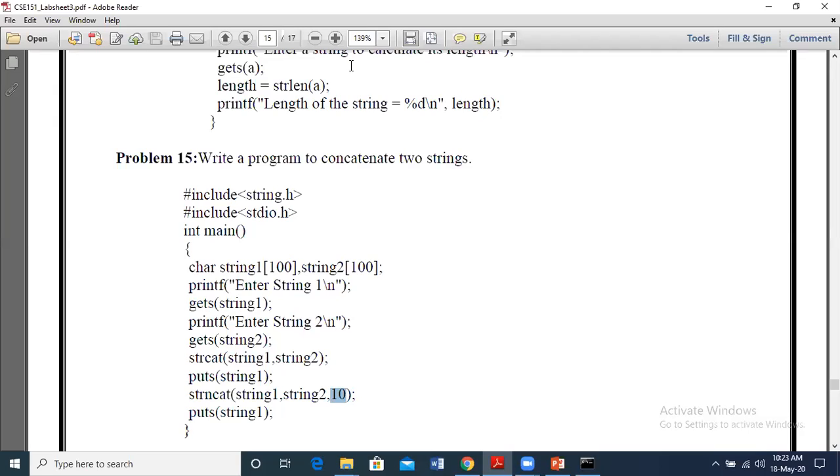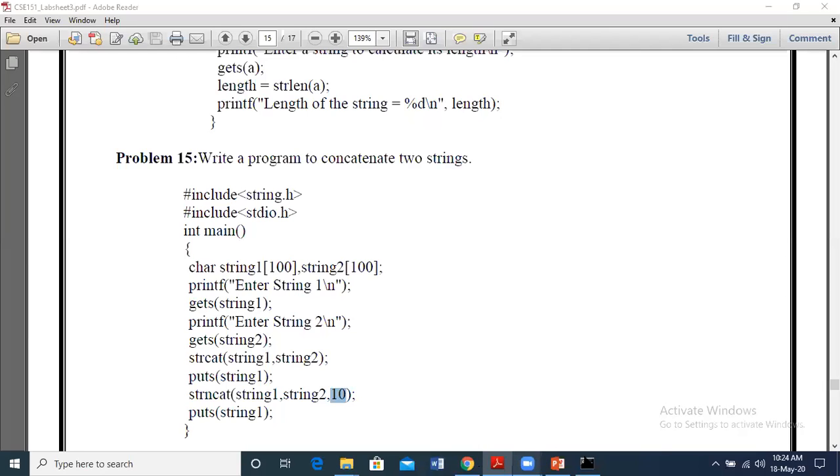Note that if it is less than 10, then all the letters will be taken. Any doubts? No, ma'am. Okay, so in this case, I've taken some input like this.